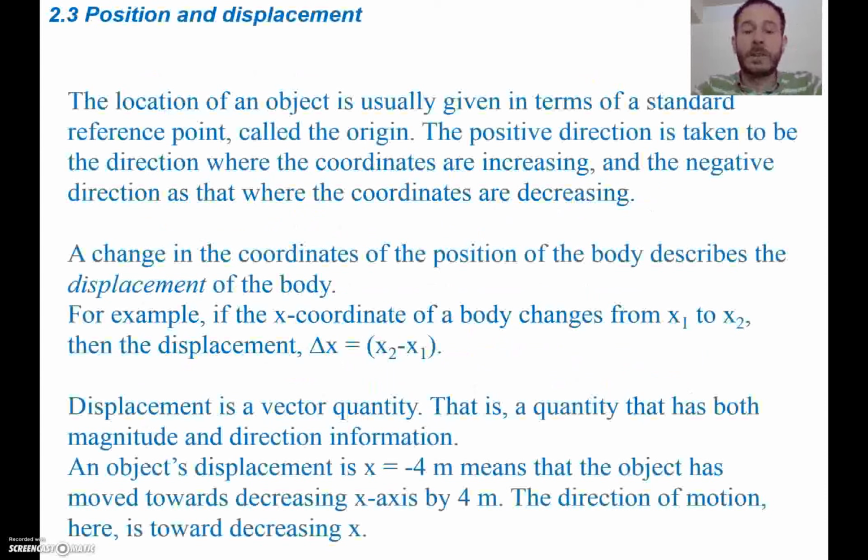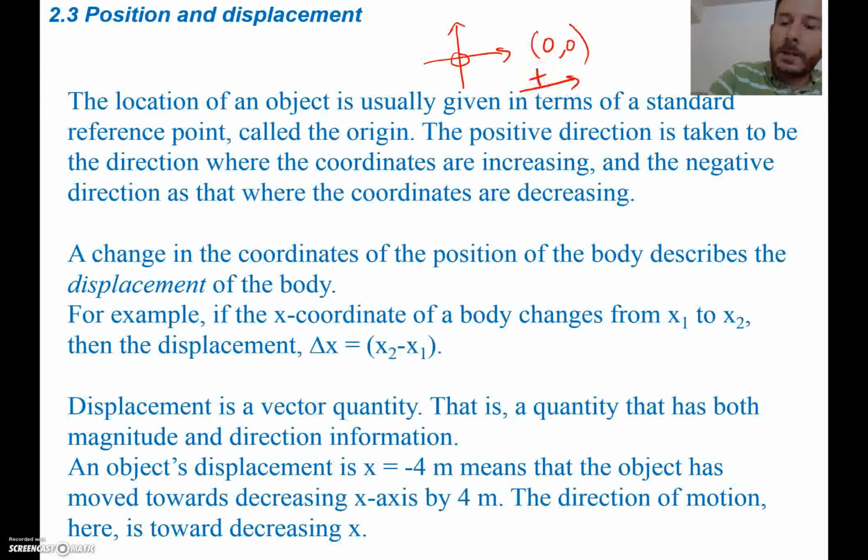So the location of an object is usually given in terms of a standard reference point, and the reference point is generally called the origin on an XY plot, something like this, where you have two directions. The origin is going to be right there in the middle, and generally the coordinates for the origin are 0, 0. So the positive direction is generally taken to be where the coordinates are increasing. Now the standard convention is that anything to the right is going to be positive, anything to the left is going to be negative. Same way with up is generally positive, down is generally negative.